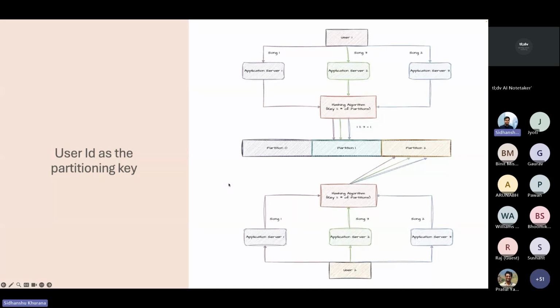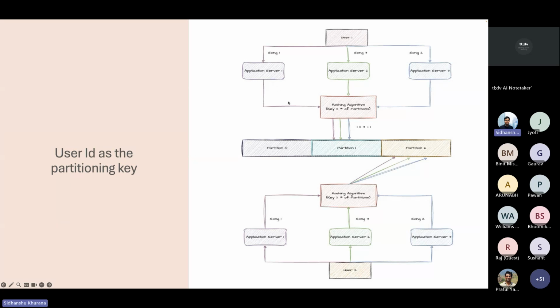So if we use user ID as a partitioning key, think of it like this: user 1. When they listen to song 1, the request goes to application server 1. When they listen to song 2, it goes to application server 3. And when they listen to song 3, it goes to application server 2, right?